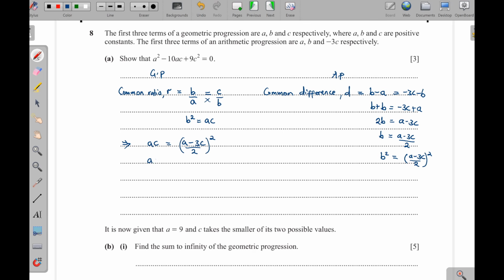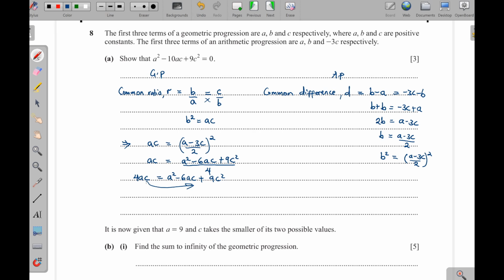Now we solve this. So we have ac, which is equal to a minus 3c over 2 squared. So let us square what is up here. We shall have a squared, then 2 times a times minus 3c, that will be minus 6ac, and then square the minus 3c, you get a positive 9c squared. Then we divide by, square this one, it will be a 4. So when you cross multiply, you will have 4ac equal to a squared minus 6ac plus 9c squared.